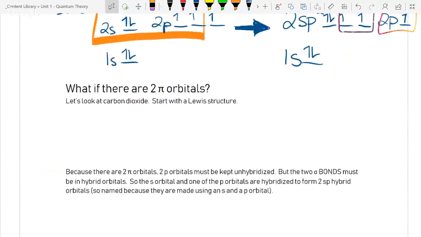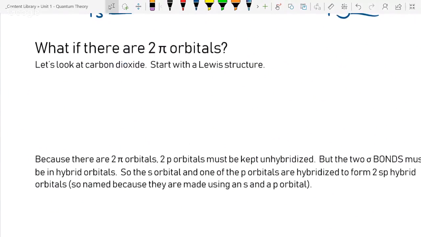So let's make a Lewis structure for carbon dioxide.